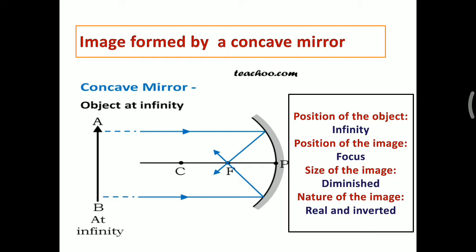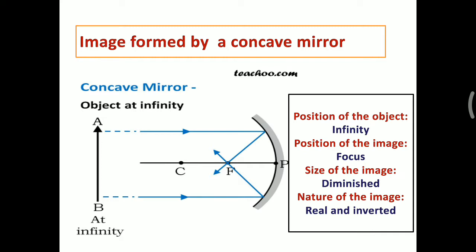Here I have written the position of the object, position of the image, size of the image, and nature of the image. From the diagram we know that the object is placed at infinity, so I wrote infinity. The light coming from that object meets at the focus after reflection. So the position of the image is the focus.